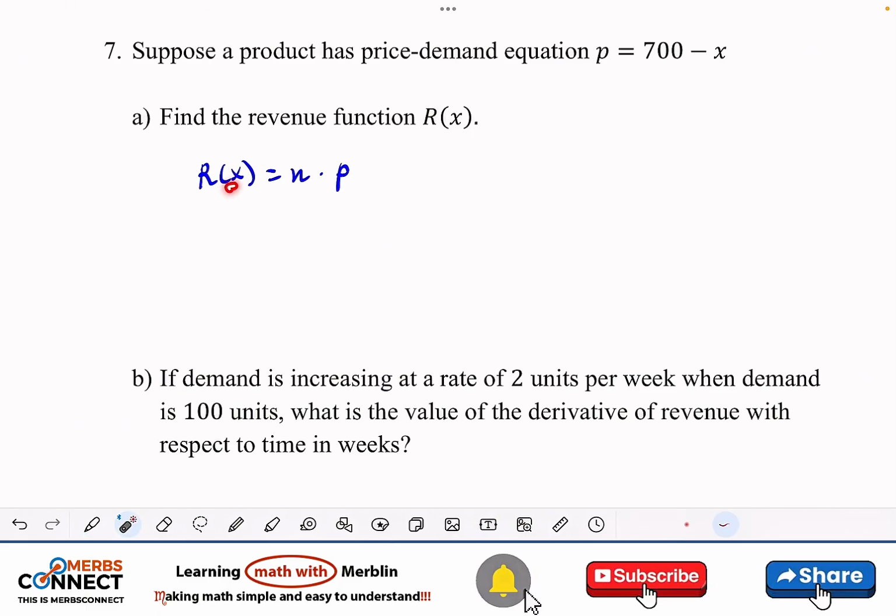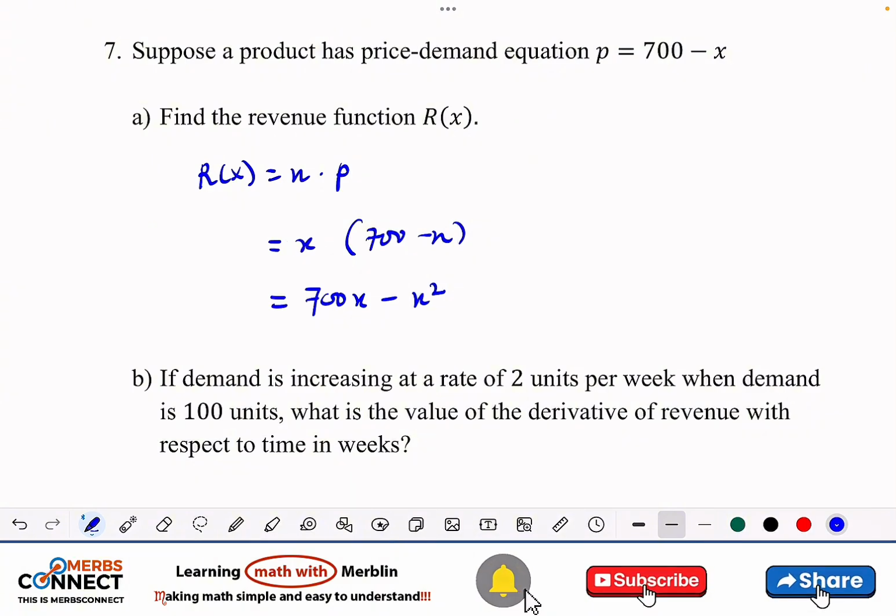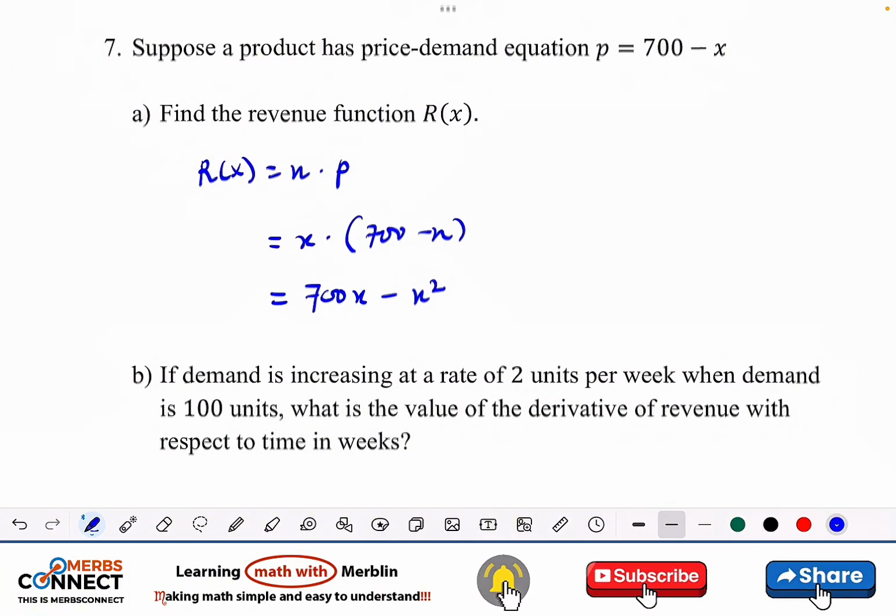Since this is in terms of x, I need to look for price. Price is given. So this is x times 700 minus x. Multiplied through by x, you have 700x minus x squared. Very nice. So that is revenue. Very simple to do that.